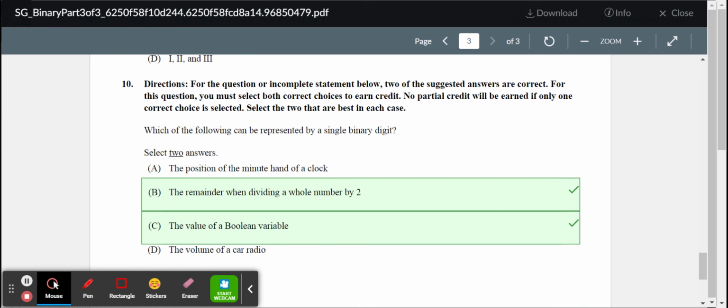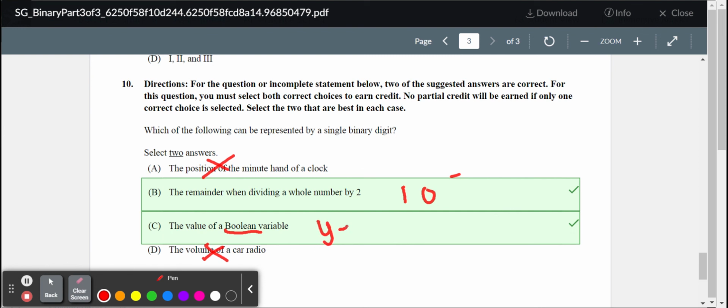Which of the following can be represented by a single binary digit? The position of the minute hand. Well, the minute hand has 60 options, so no. The remainder when dividing by 2. Yes, because the remainder is 1 or 0, so that's only 2 options. The volume on a car. Unless you have a really ghetto car where it's either off or on, it doesn't seem like a volume to me. The value of a Boolean. It's usually a yes or no question, true or false. So anything that has 2 outcomes is a Boolean variable, which works for us.